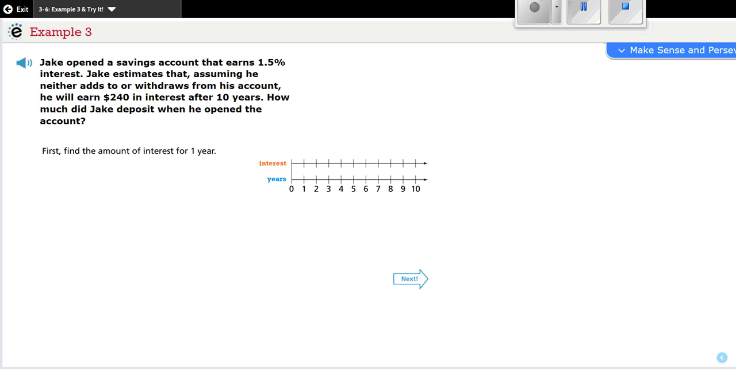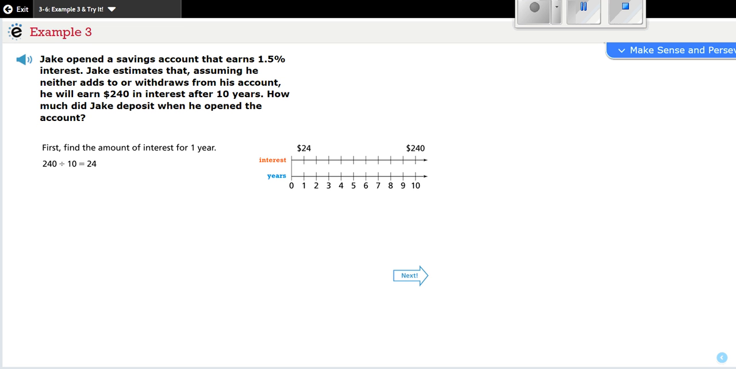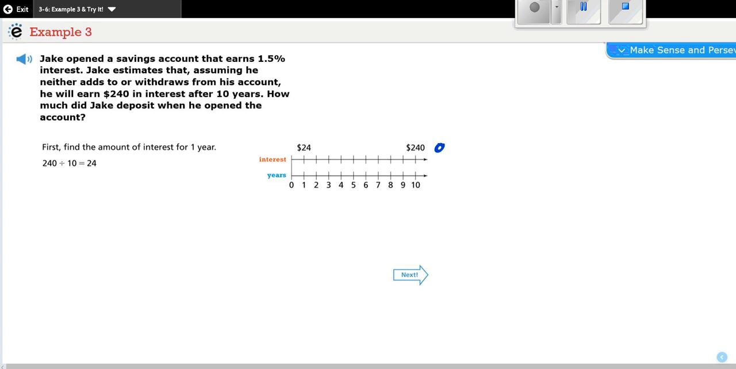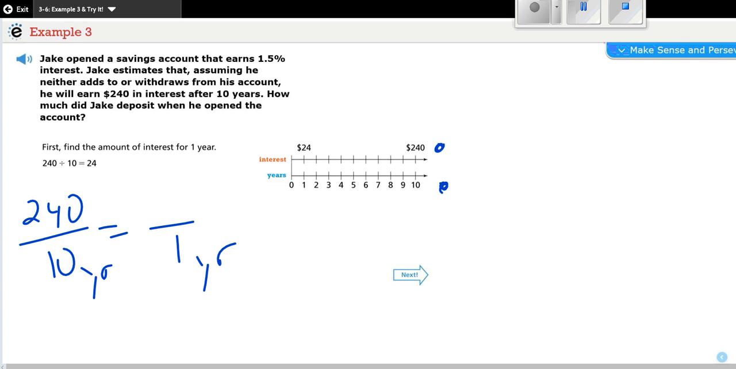So you can plug this into a number line. You can use different numbers to help you solve this. But what we do know is that you got $240 after 10 years. So we have this illustration right here: 240 after 10 years. And if I want to figure out for 1 year, you could set it up as a ratio. We've done stuff like that before, 10 years, 1 year. Now we want to solve, which in the end is going to be 240 divided by 10, which is 24. So in the end, our simple interest for 1 year is $24.